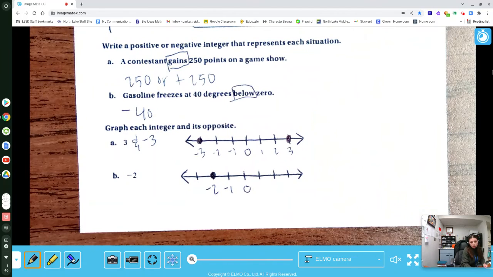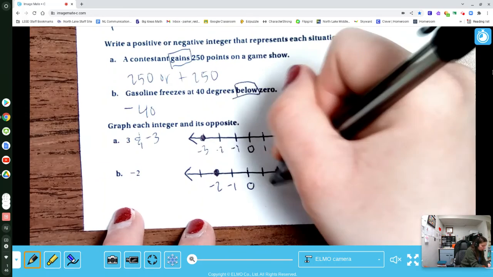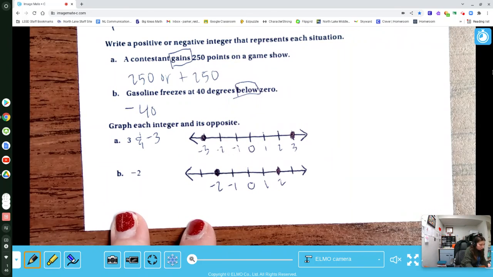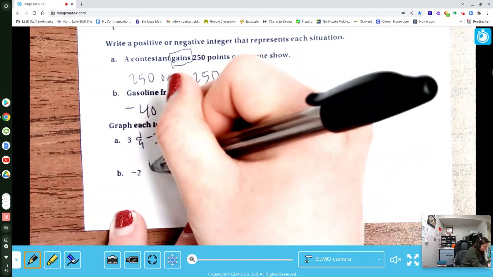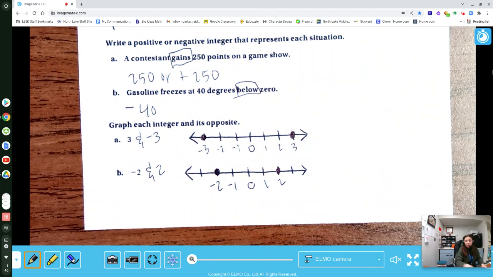Its opposite needs to be on the other side of 0 on the right-hand side, the same distance away. So this is 1, 2 units away from 0 on the left. Its opposite is 1, 2 units away from 0 on the right at +2. And again, we can see that the opposite means we just changed its sign. The opposite of -2 is +2.